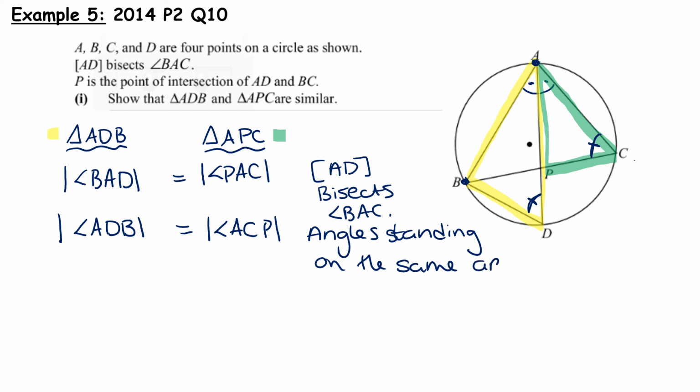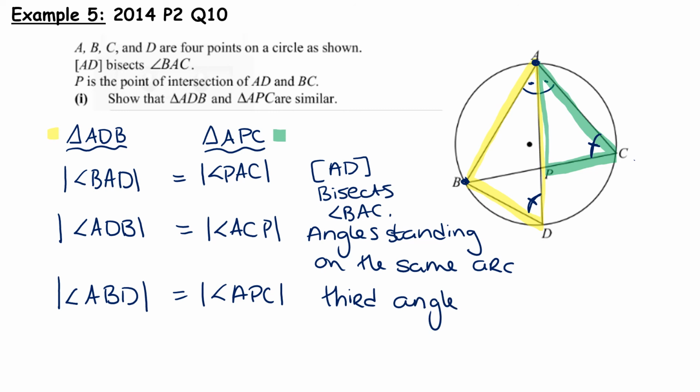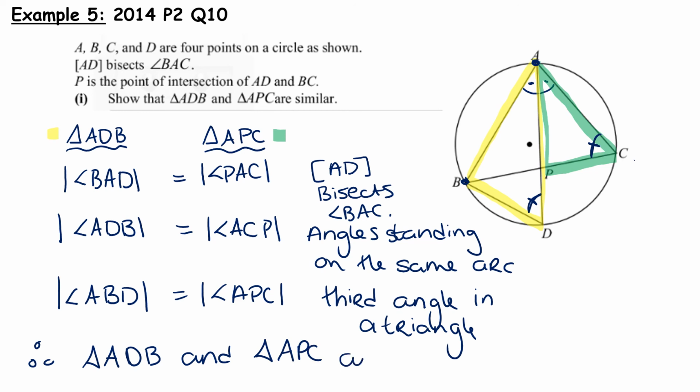Now once you've proved 2, that's all you need. So what we can then say is, well, ABD in this triangle is equal to angle APC, because it's the third angle in a triangle. That only works for angles, because we know that all the angles in a triangle add up to 180. So if 2 angles are the same, then the third one has to be the same. So third angle in a triangle. And then we can say, therefore, triangle ADB and triangle APC are similar.